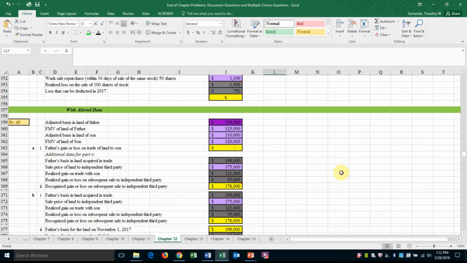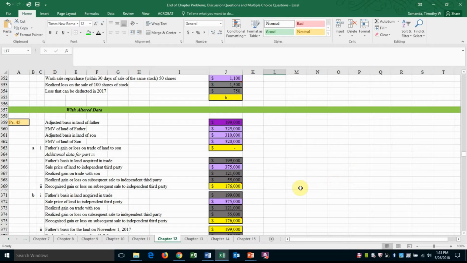So let's start with problem number 45, seen on pages 1230 and 1231 of the text. Carlton holds undeveloped land for investment. His adjusted basis in the land is $200,000. The fair market value is $325,000. On November 1st of 2017, he exchanges this land for land owned by his son, who is 31. The appraised value of his son's land is $320,000 with a basis of $310,000.